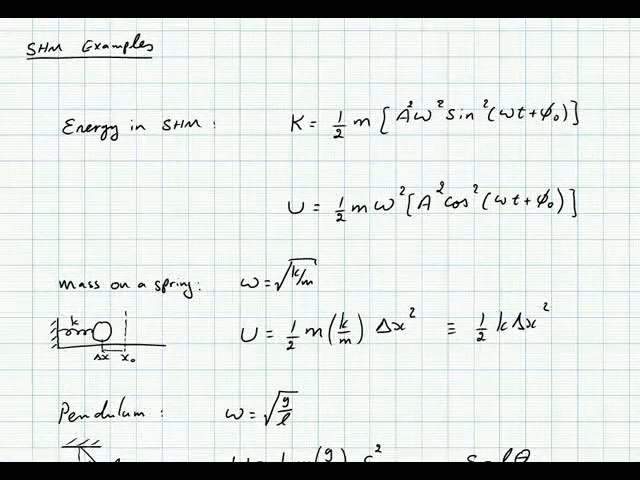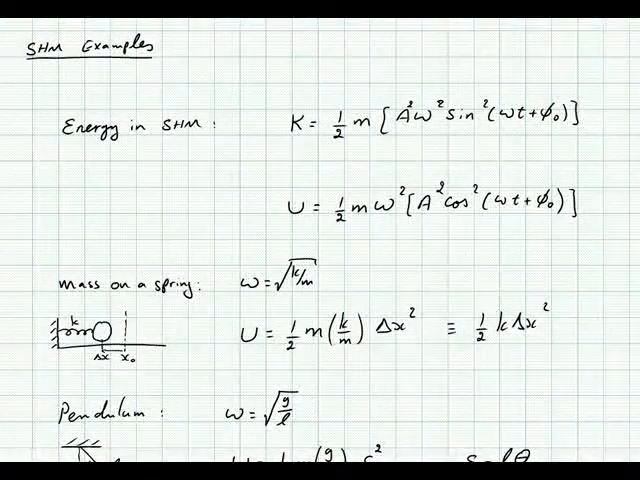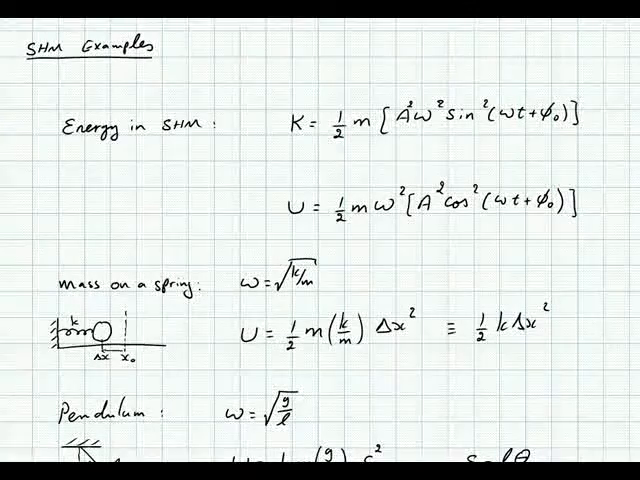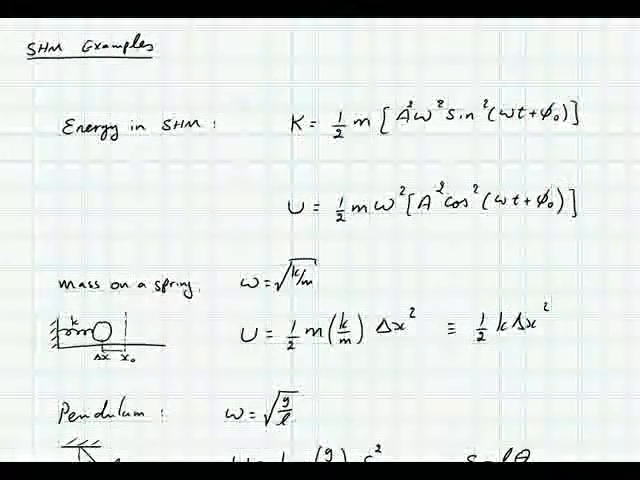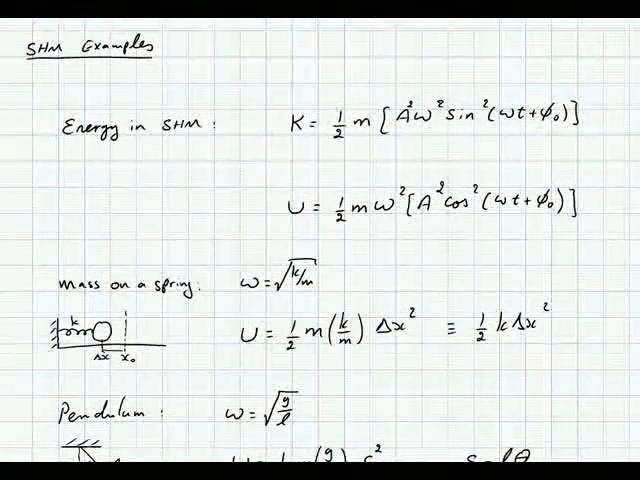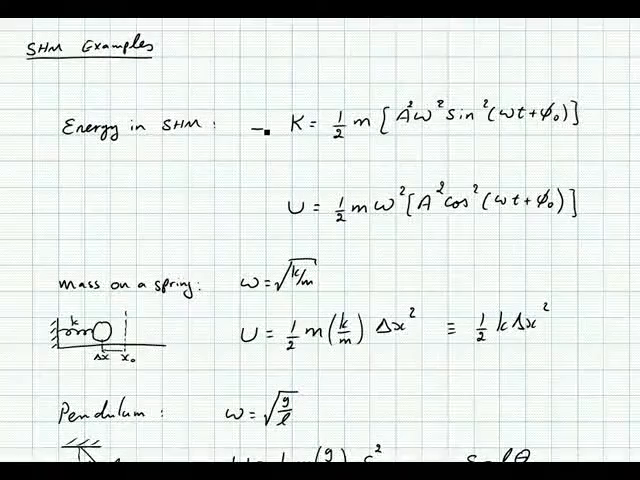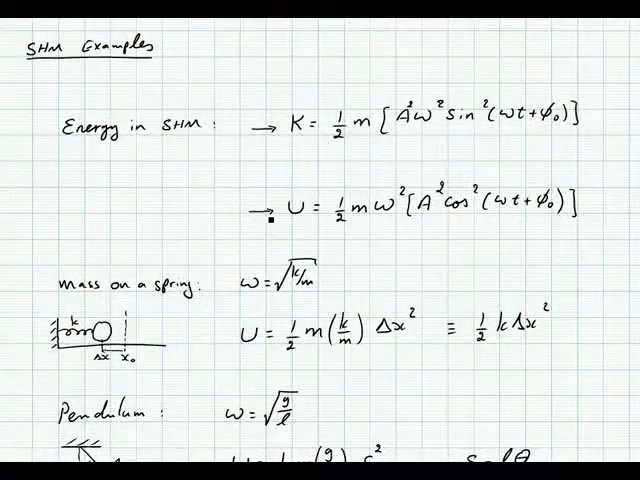In this lecture, I'd like to work through some examples involving simple harmonic motion, but let me start with a quick recap of where we left off in the previous lecture, which was the expressions for energy in simple harmonic motion. Namely, we had an expression for kinetic energy in simple harmonic motion and one for potential energy in simple harmonic motion.